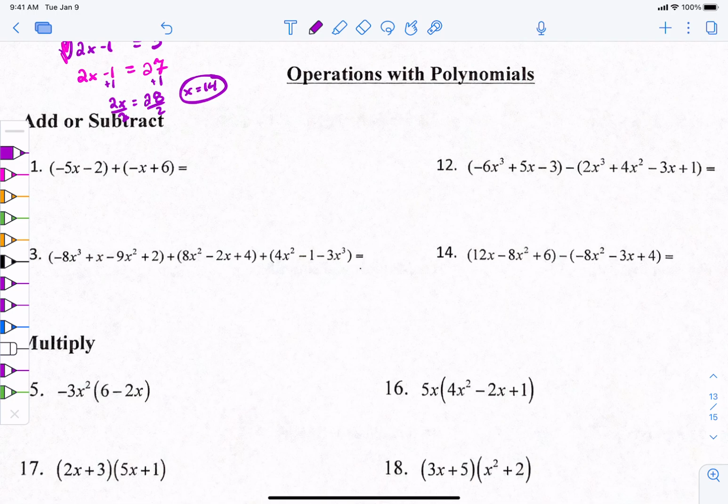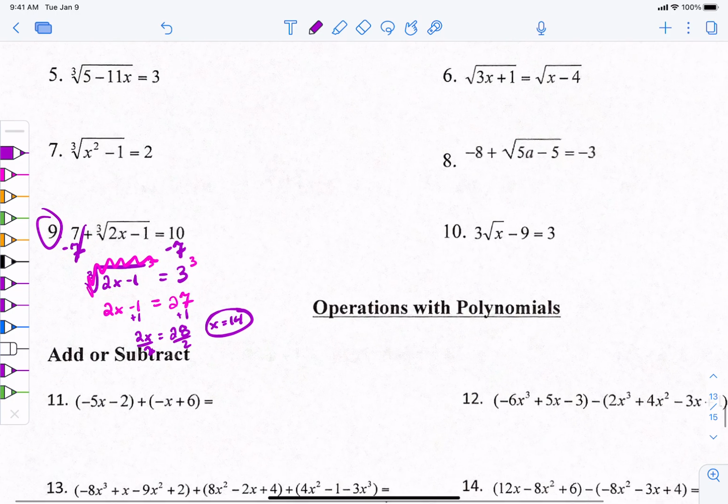What'd you guys get for 6? I'm trying to figure that one out right now, Jacob. For 6, I got x equals negative 5 over 2. What's number 10? What'd you get? I don't know, it's just confusing me.